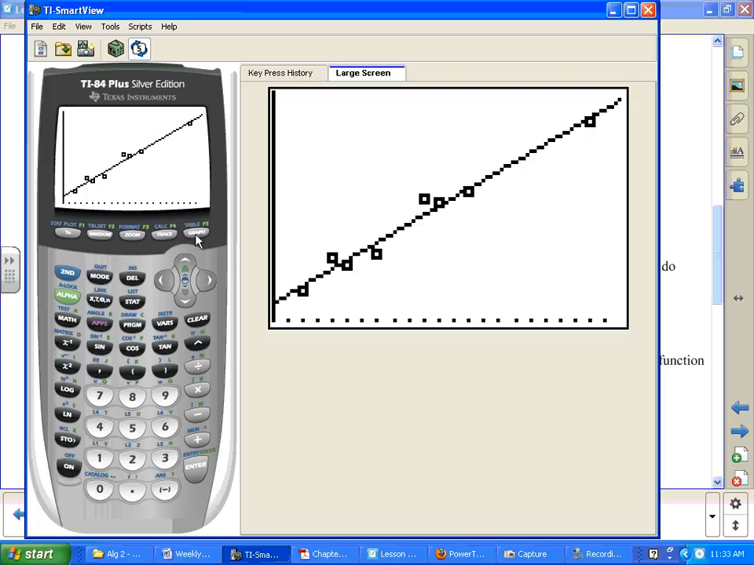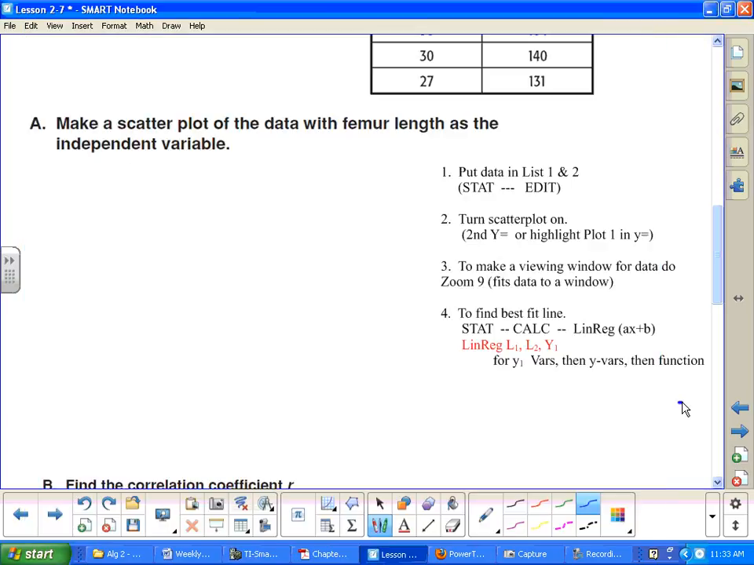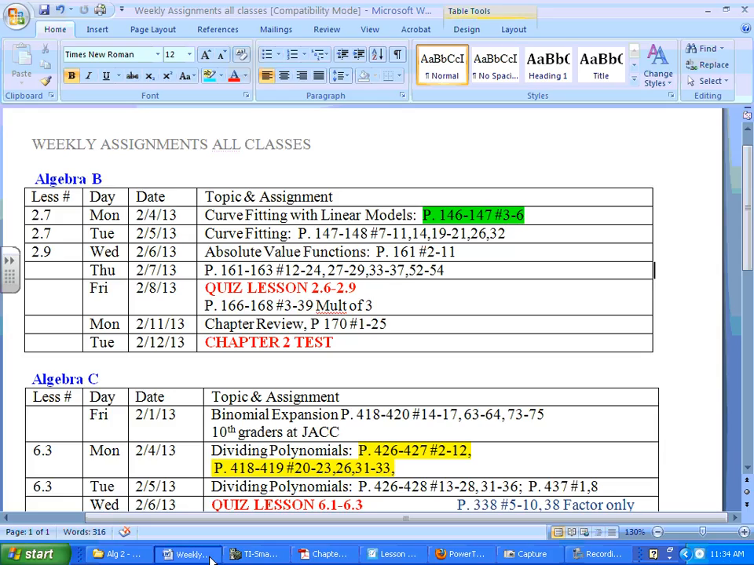Okay. All right. We're going to talk about this more tomorrow, and we'll go back through the whole thing again. All right. And we'll write down these steps for doing this also. Okay. Your assignment tonight then is to do numbers 3 through 6 on page 146 and 147.